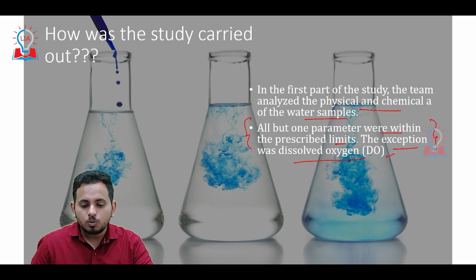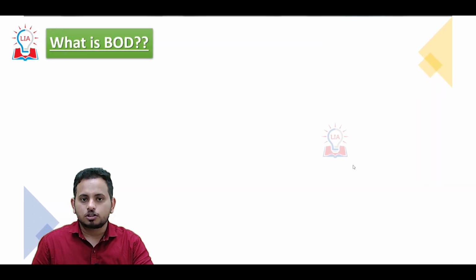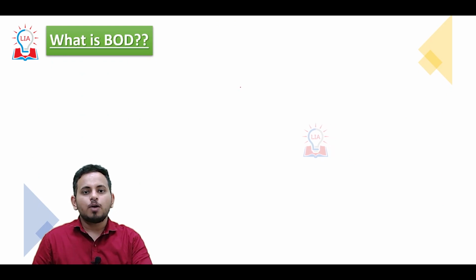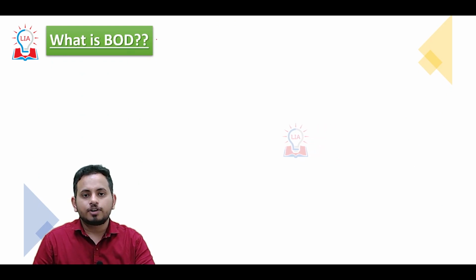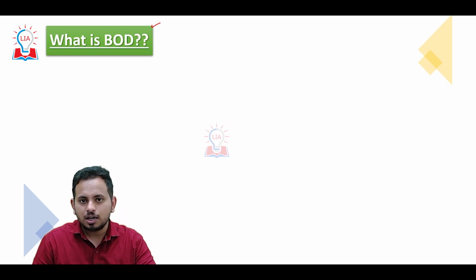So what do you mean by dissolved oxygen? The oxygen which is present in the aquatic form, which is used by the aquatic life, is called dissolved oxygen. In this context, I want you to understand two different terms: biological oxygen demand and chemical oxygen demand.